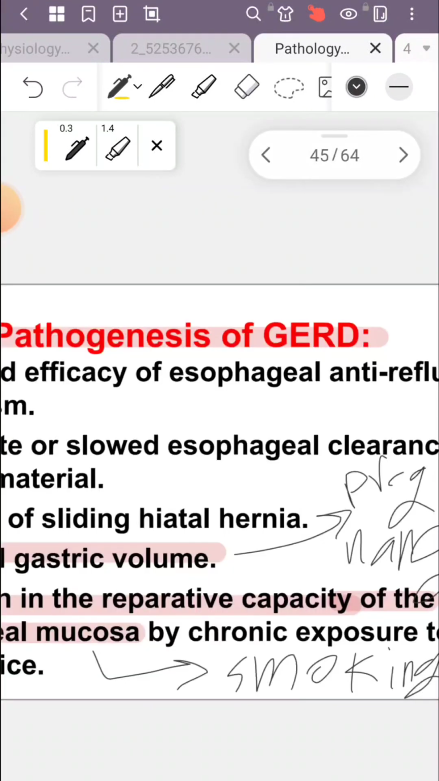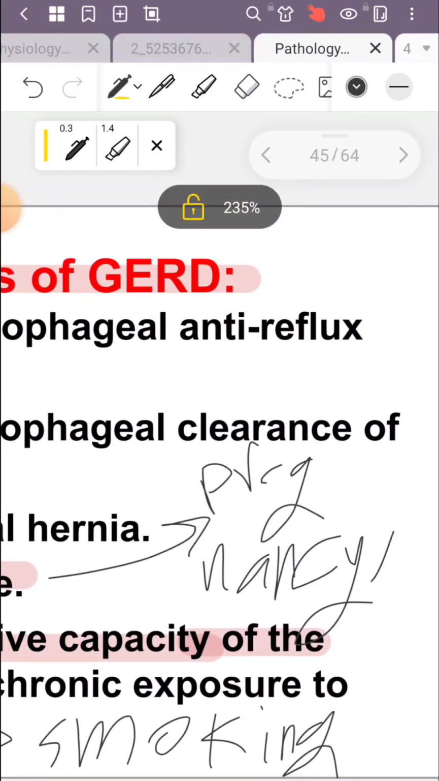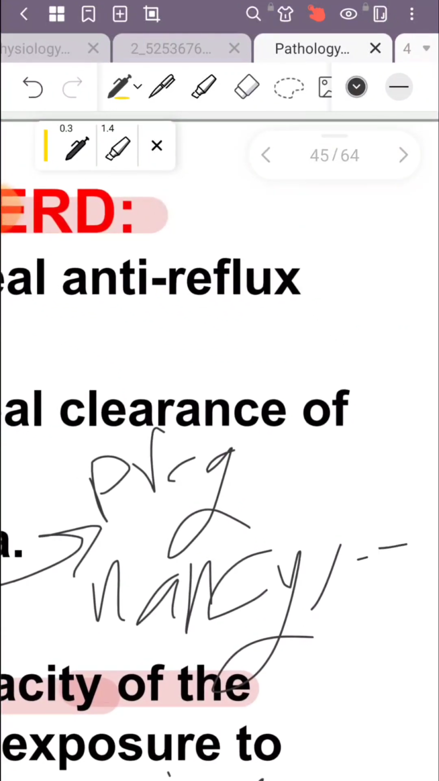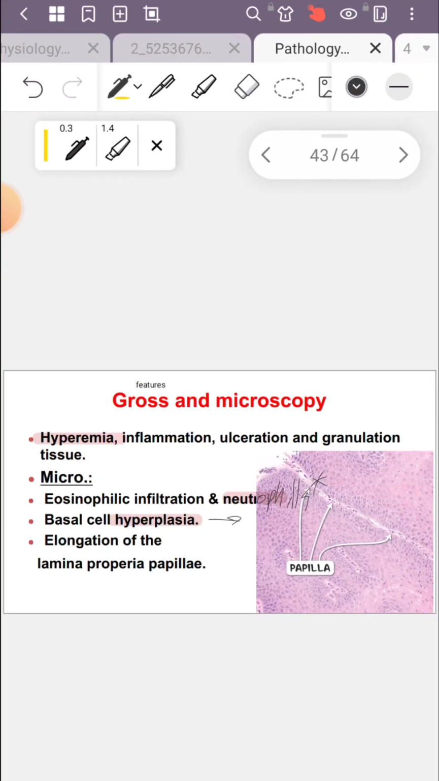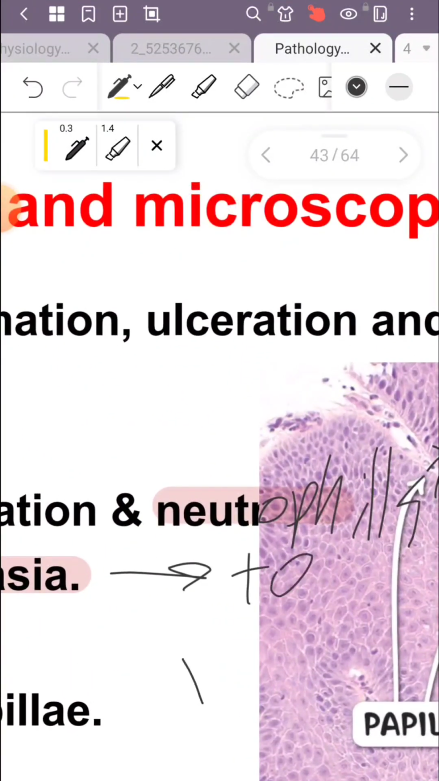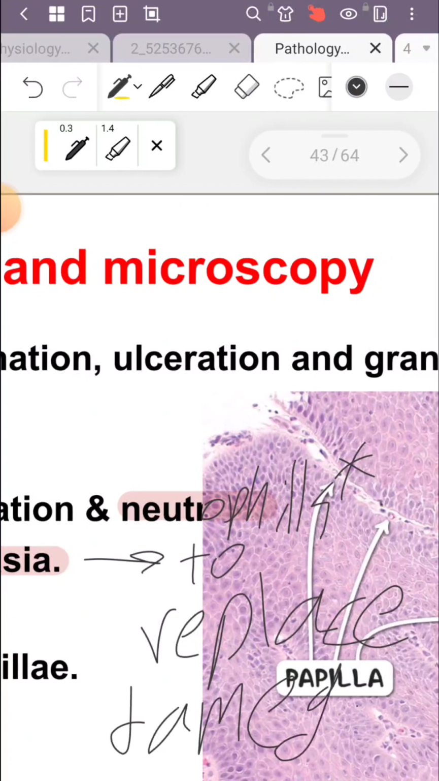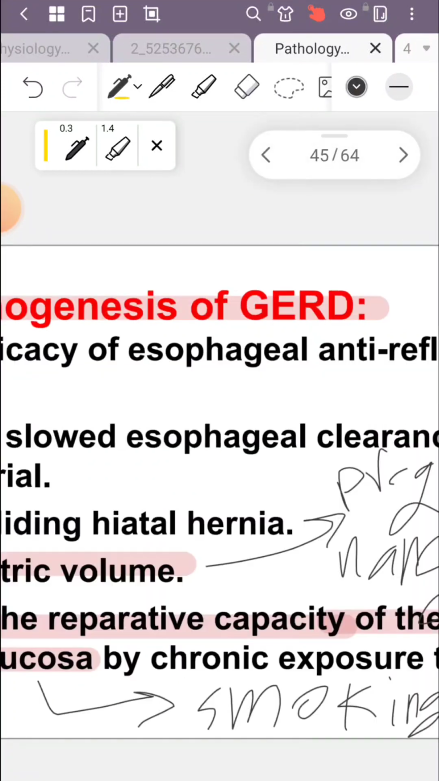يزود الاسيديتي، يسوي impairment للهيلينج، يقلل الاكسجين supply, so there will be delay in the reparative process، ويزود الاسيد secretion also. Yes, it stimulates excessive acid secretion, causing delay in healing and repair and regeneration of the mucosa, directly toxic, and carcinogenic to the epithelial cells.